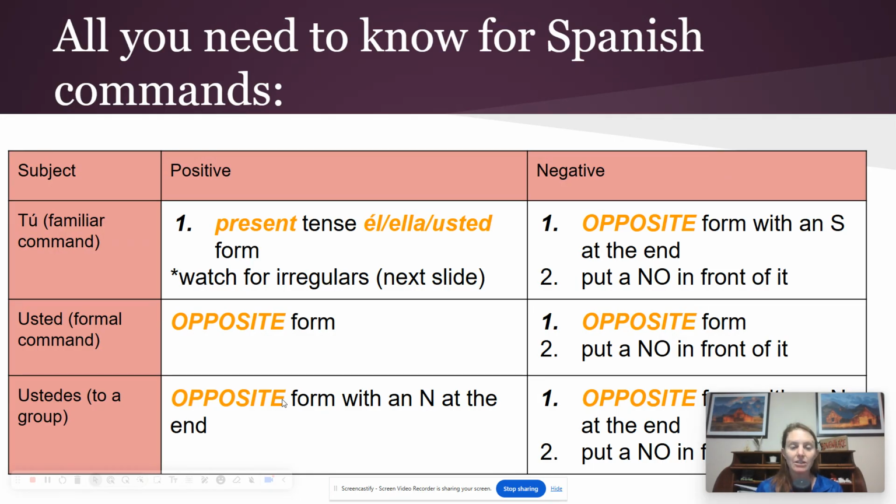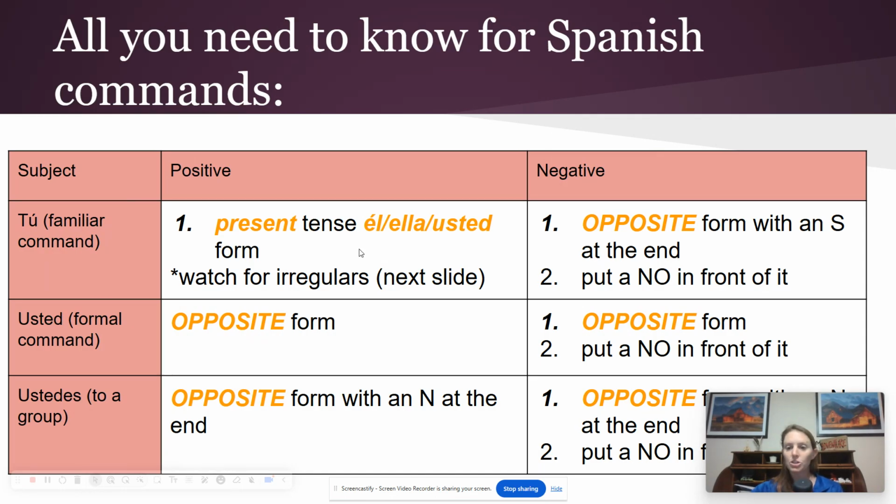So a lot of your practice is going to be how to form that opposite form. Now, looking at the top layer, if you're just telling a friend to do something, that's a little bit easier when it's a positive command. So if I'm talking to you as my friend and I'm saying, read me this, all I have to do is use the present tense él, ella, usted form of the verb.